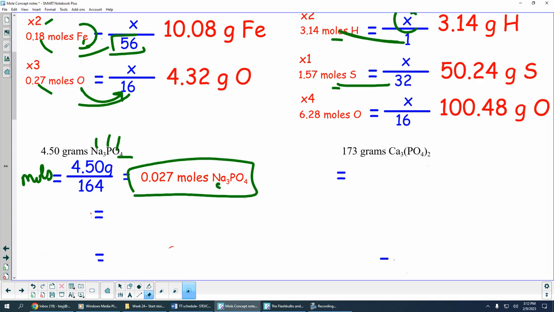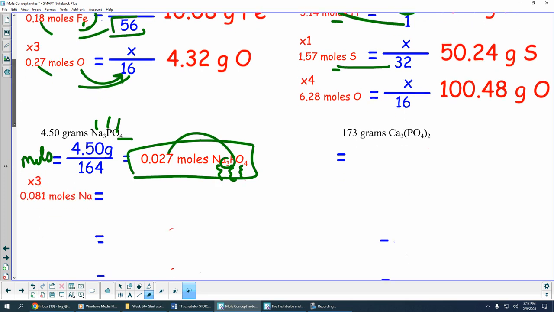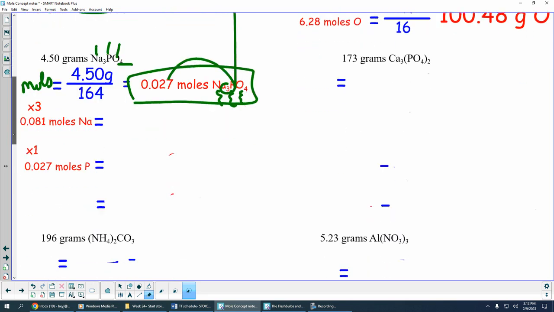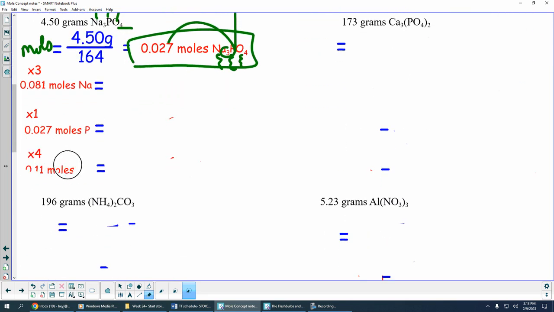Now I can compare sodium moles to phosphorus moles to oxygen moles because now they're speaking the same language. I'm going to multiply those 0.027 times 3 for my sodium moles, 0.081. I'm going to multiply that by 1 for my phosphorus moles. I'm going to multiply it by 4 for my oxygen moles because I have the 4.